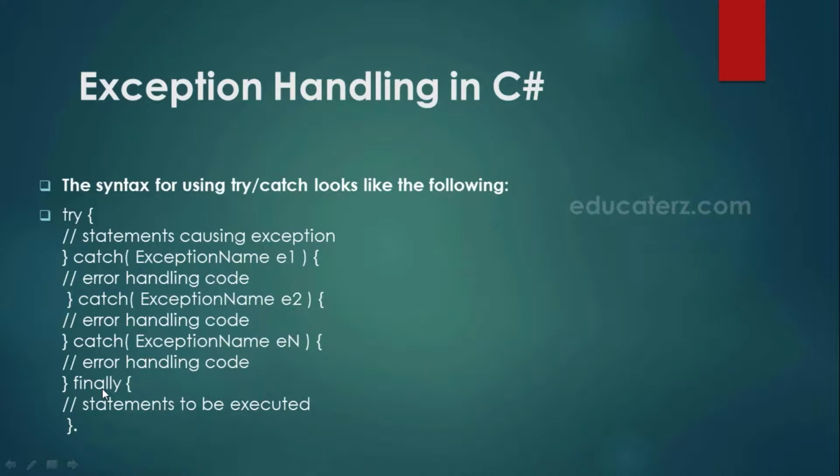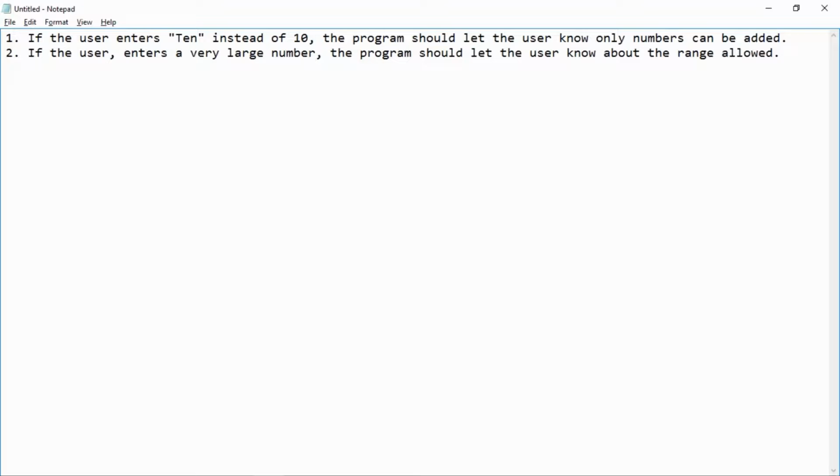Let us take an example to add two numbers in C# programming. It may look very simple, but the catch is here: the program should not break and should always give meaningful error messages when an exception occurs. For example, if the user enters 10 instead of 10, the program should let the user know only numbers can be added. If the user enters a very large number, the program should let the user know the range allowed.